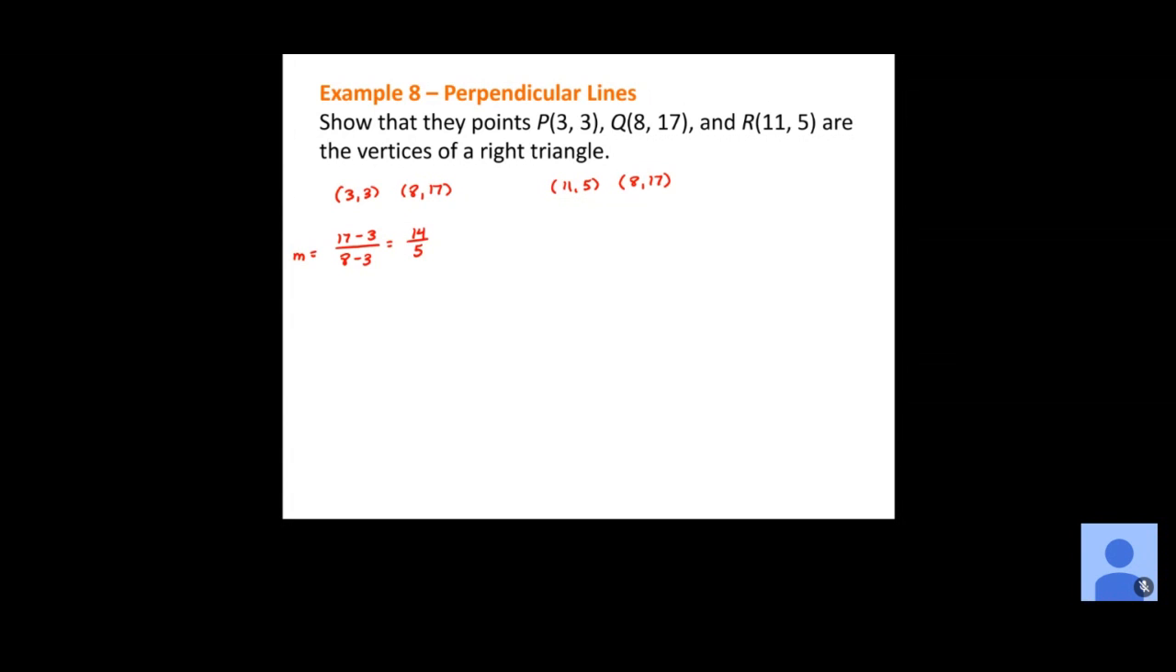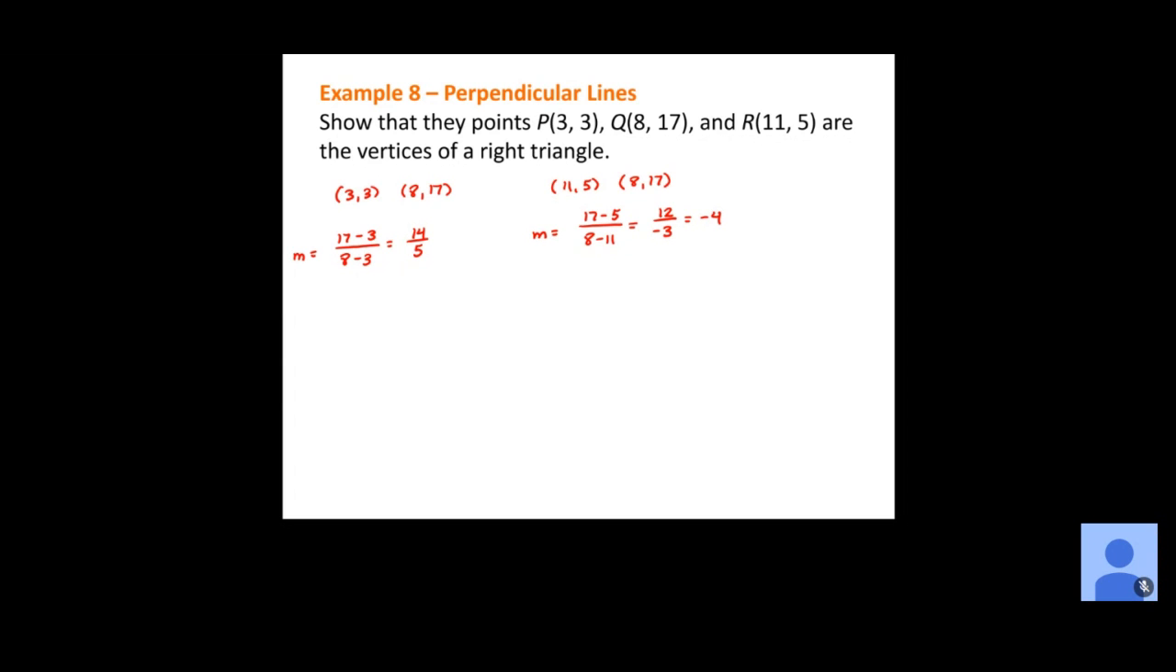Now we need to do the same thing with the other pair of points. So m equals 17 minus 5 over 8 minus 11. 17 minus 5 is 12. 8 minus 11 is negative 3. When I simplify that, that gives us a negative 4. Notice that that is not the opposite reciprocal of the other slope. Based off what I saw on the graph, because the graph was a little stretched, that's not the pair of points we actually want.